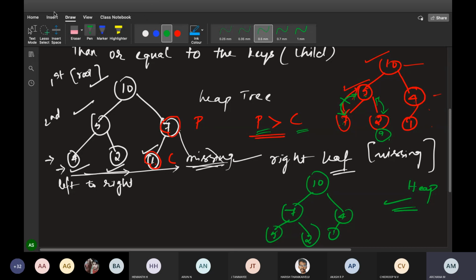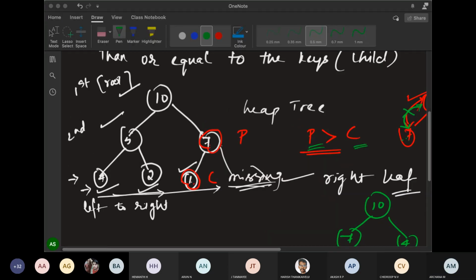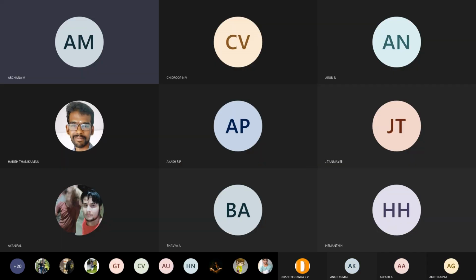You understood this? Yes, ma'am. Understood? That is the first important thing we have to note down for heaps.